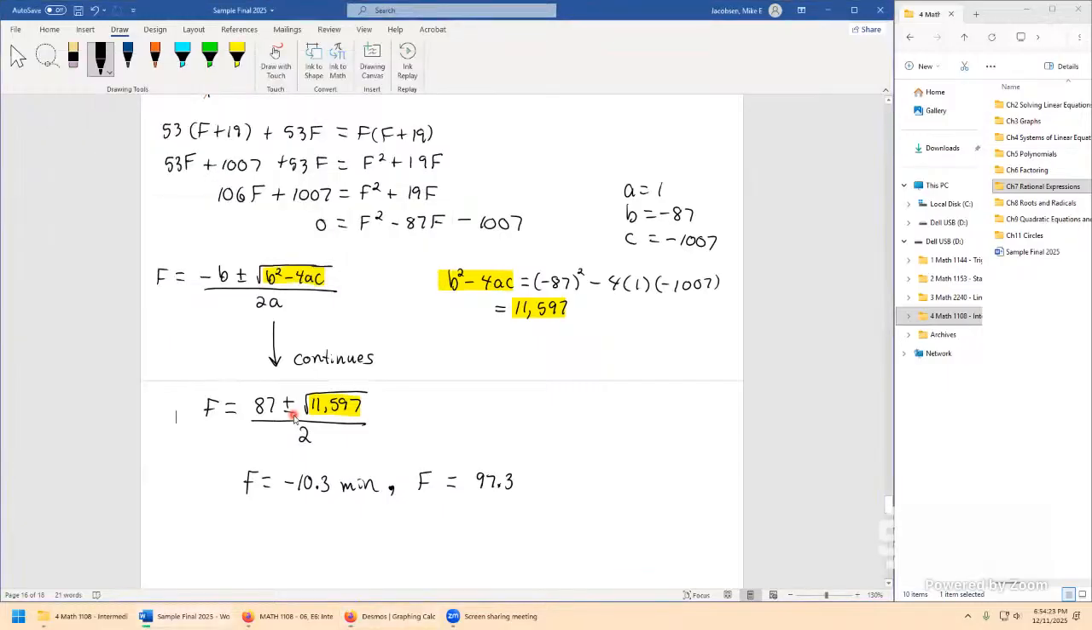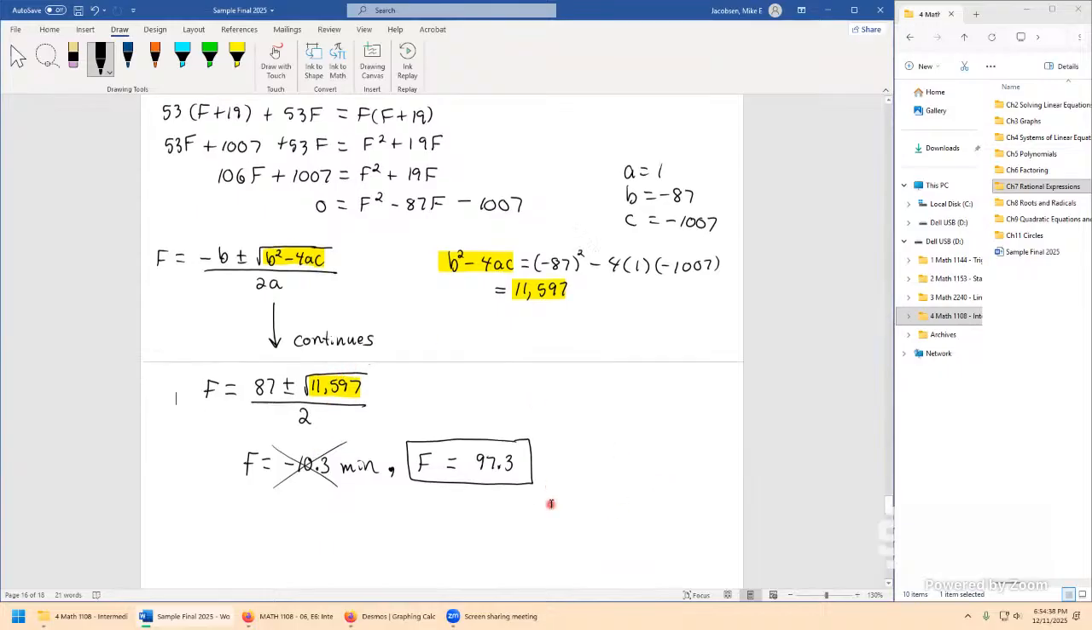That sounds a little bit more reasonable. F is the time it's going to take to clean the garage. It can't be a negative time, so this is automatically eliminated. And this would be the answer to this entire word problem. Takes 97.3 minutes for Fred to clean that garage.